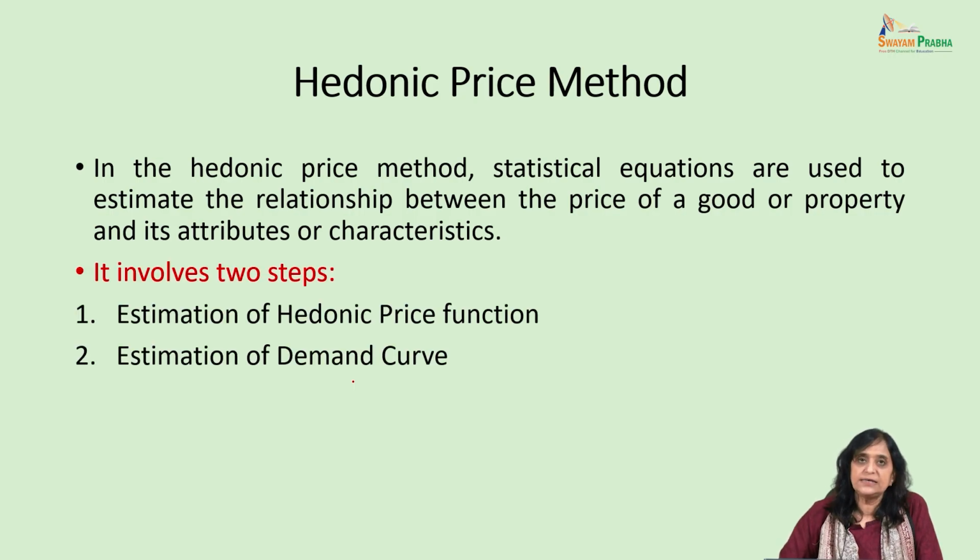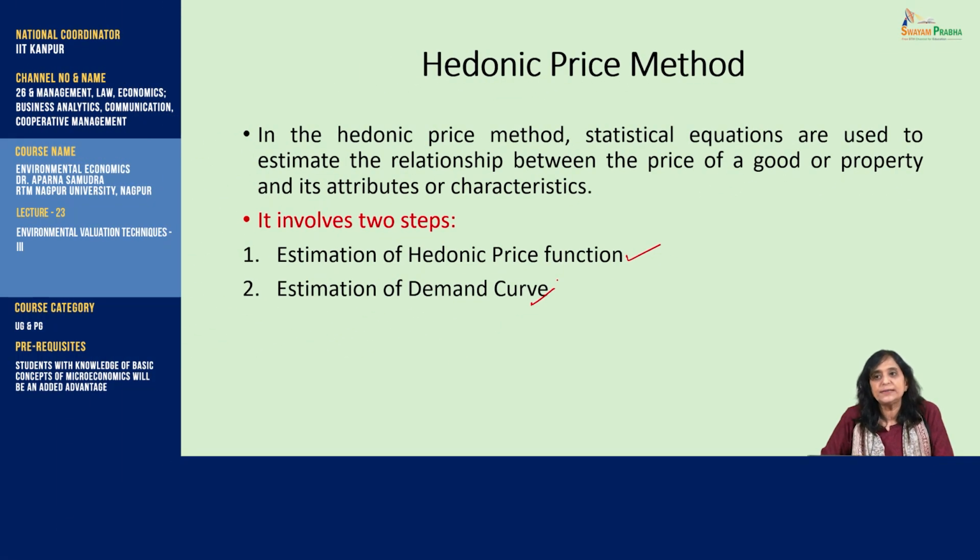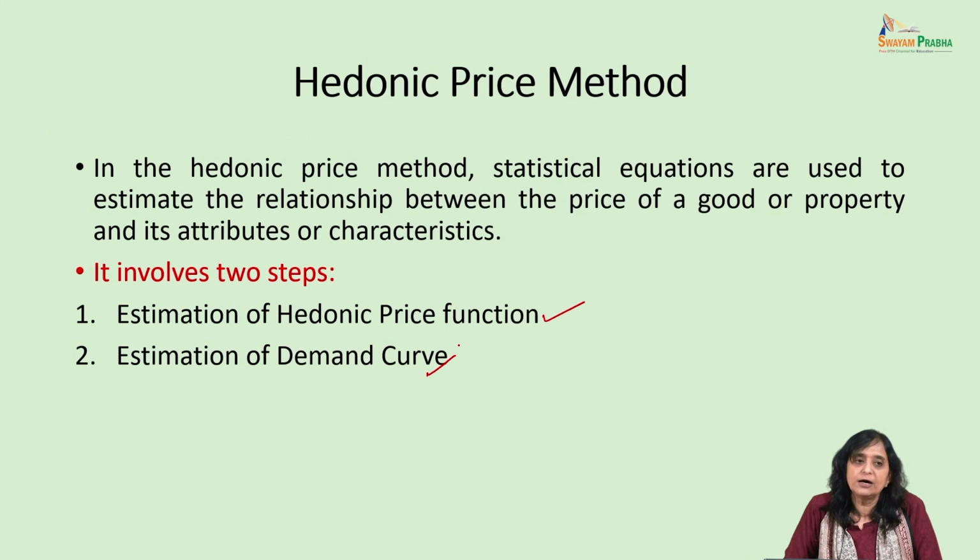So, this estimation of the valuation will involve two steps. In the first step, we will be estimating the hedonic price function. Once we have estimated the hedonic price function, we will estimate the demand curve. Yesterday also, when we did the travel cost method, we talked about how it is important to derive a demand curve, because once we get a demand curve from an individual and then we aggregate the demand curves of all the individuals, we will be able to find the willingness to pay by the people for a typical environmental quality.